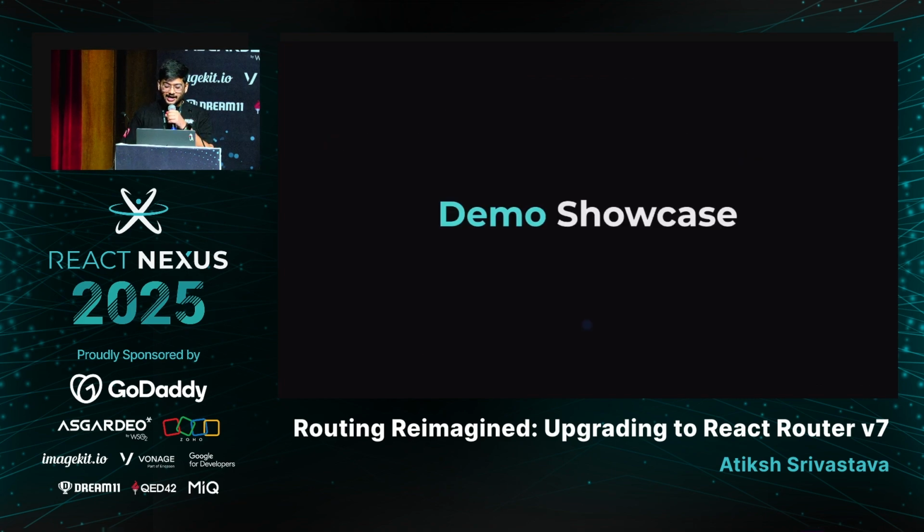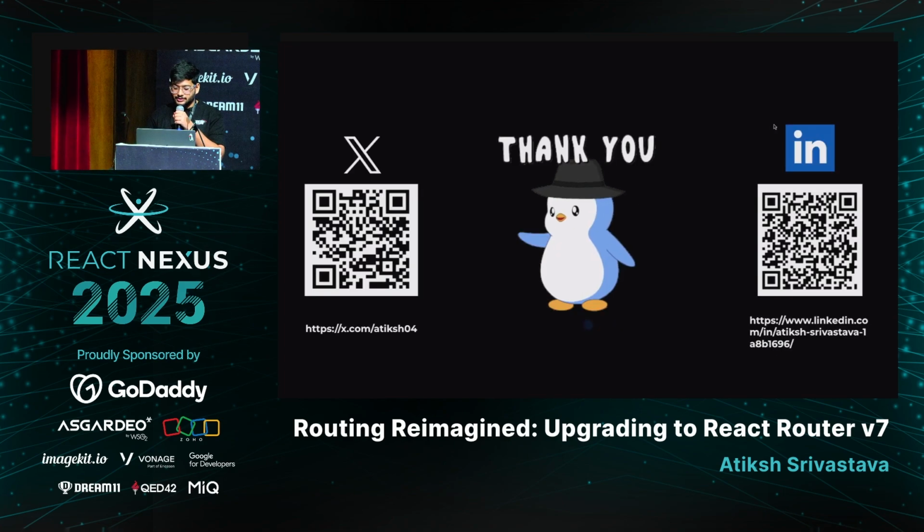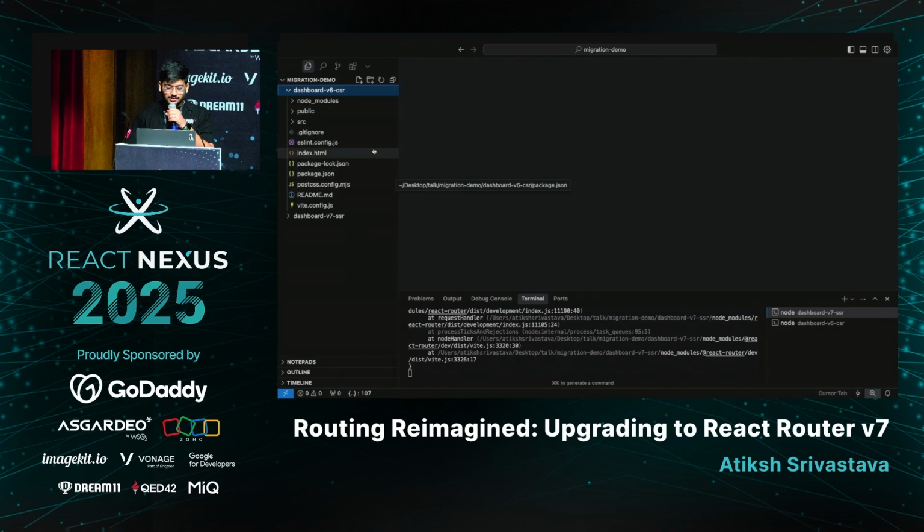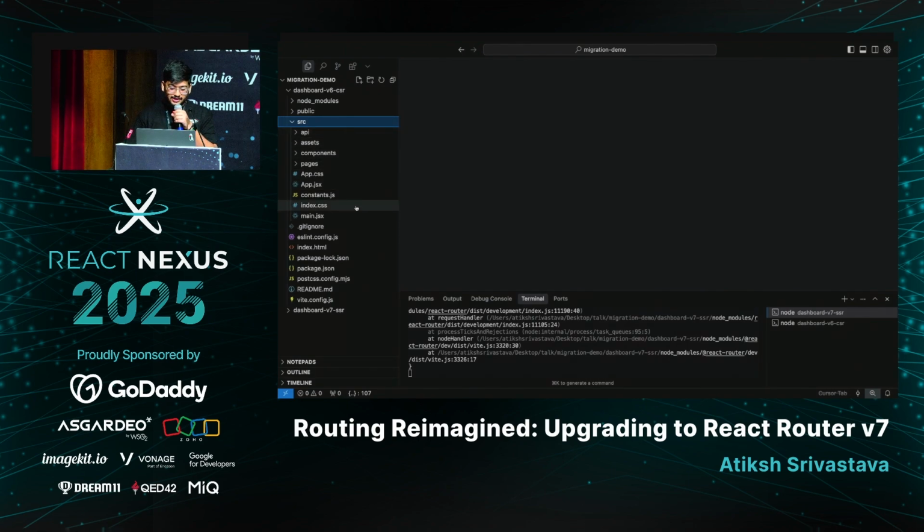I'll show you a quick demo on how things work with React Router v7. If you can see my screen, I already have set up a v6 CSR app and a v7 SSR app. In the v6 CSR app, I'll show you my basic folder setup, which is just a regular Vite config and a simple src folder. We have pages, components, and assets.